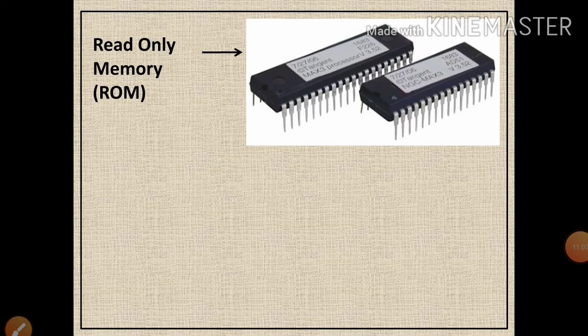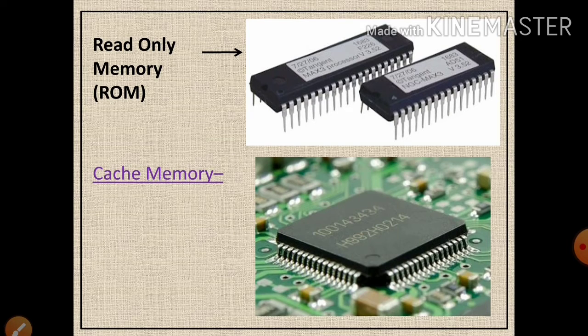The next type of memory is cache memory. Nowadays, computers are using cache memory to increase the efficiency of processing. It stores information and data of frequently used programs and instructions. It is shown here in a picture.